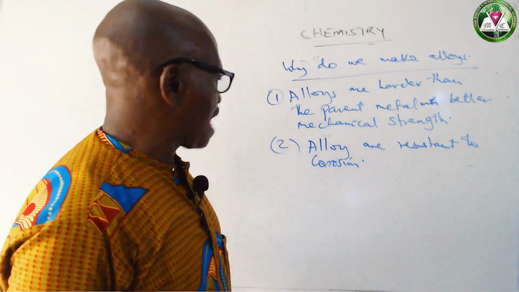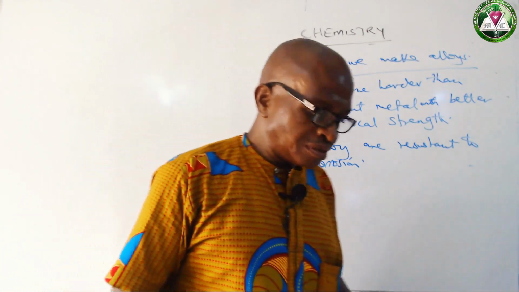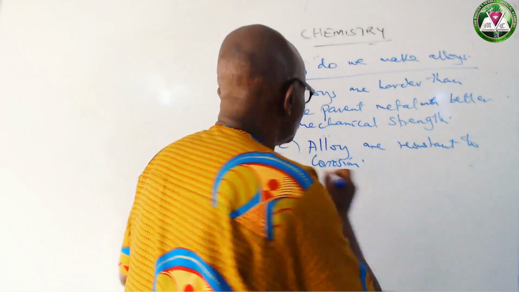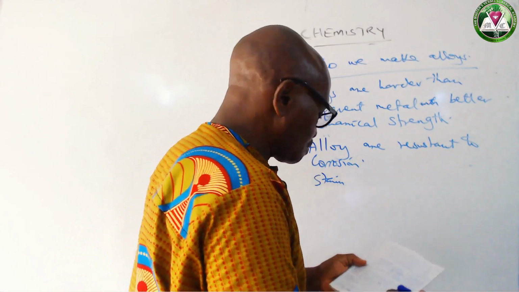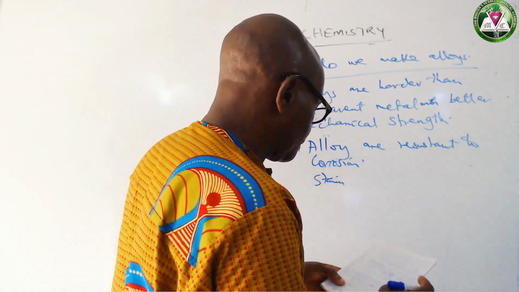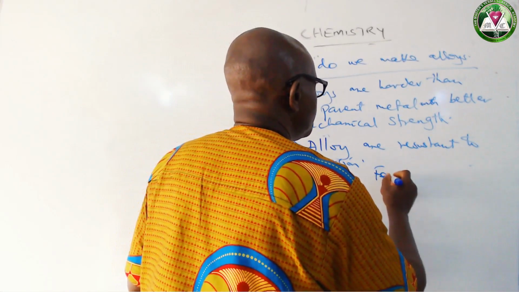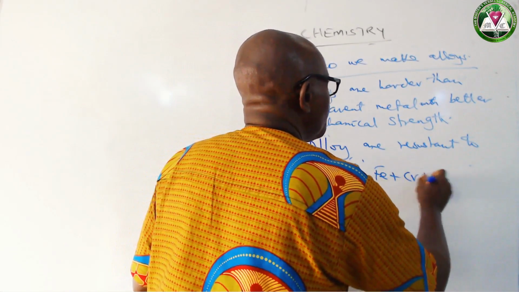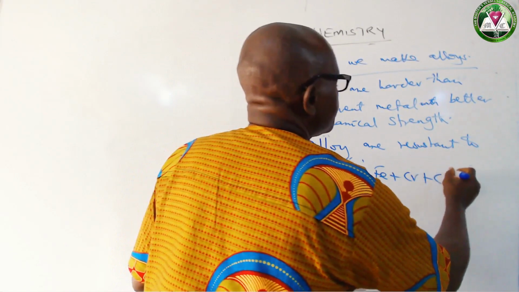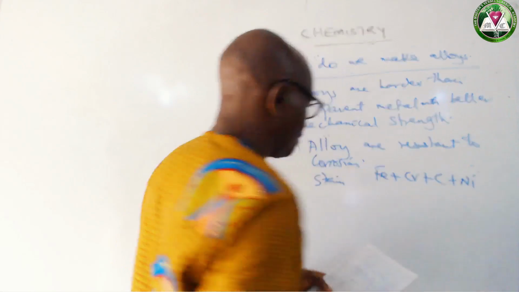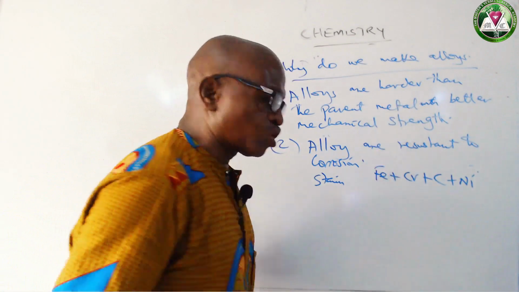Remember, why do we make alloys? We want to obtain metals that are resistant to corrosion. For instance, I've mentioned to you stainless steel, which is made up of iron, chromium, carbon, and nickel. When you have stainless steel, you see that it's resistant to corrosion.